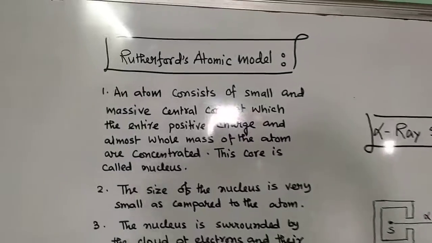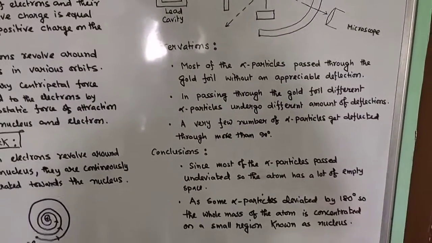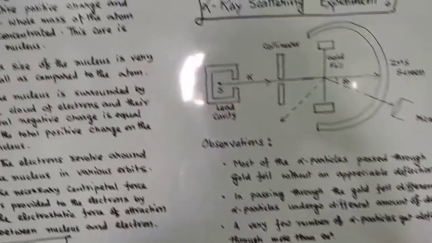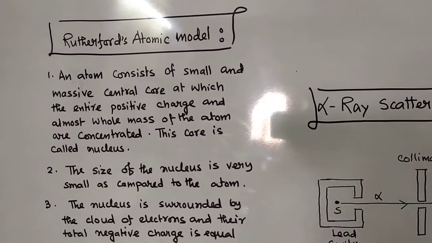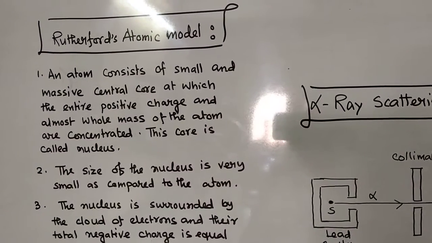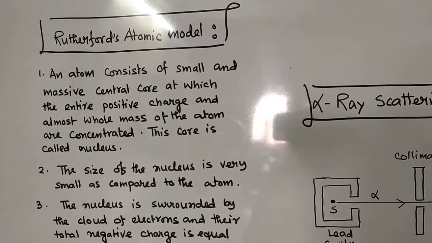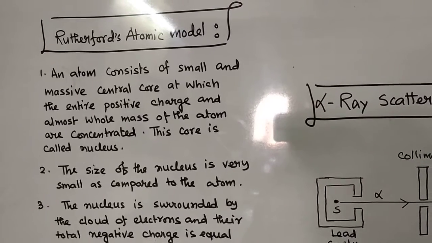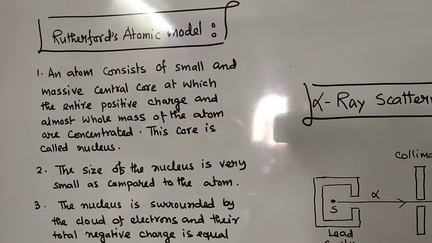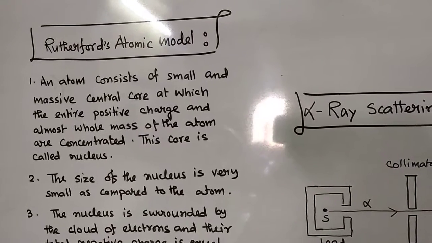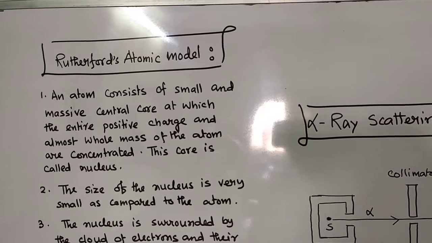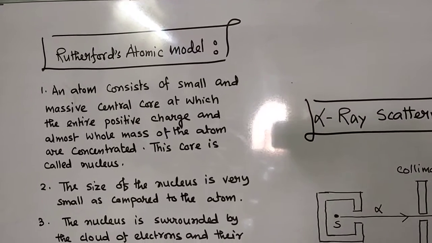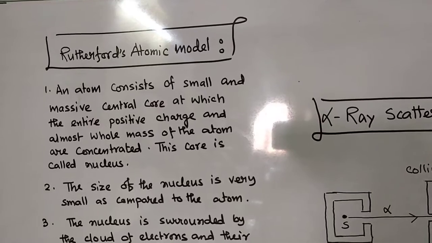Now the Rutherford atomic model. Based on this experiment, Rutherford put forward a model which we know as the Rutherford atomic model. Now what is that? An atom consists of a small and massive central core in which the entire positive charge and almost the whole mass of the atom are concentrated. This core is called the nucleus. So the Rutherford atomic model predicts a small region within the atom which we have defined as the nucleus, and definitely it has a positive charge.